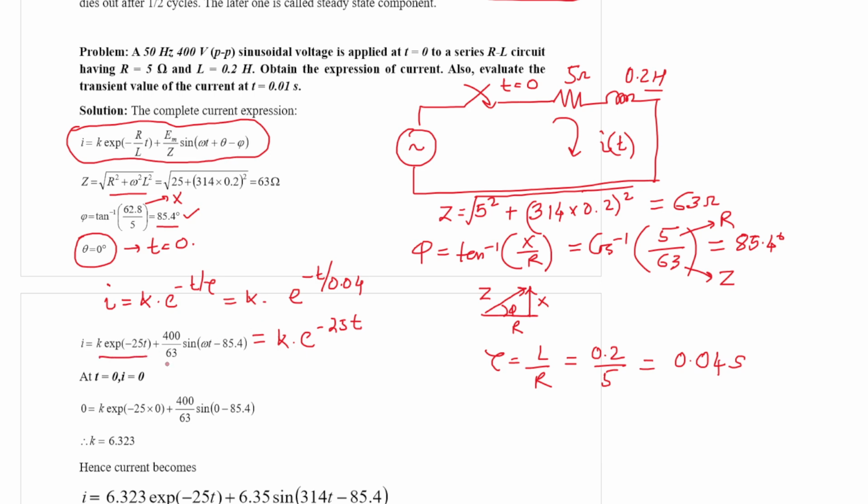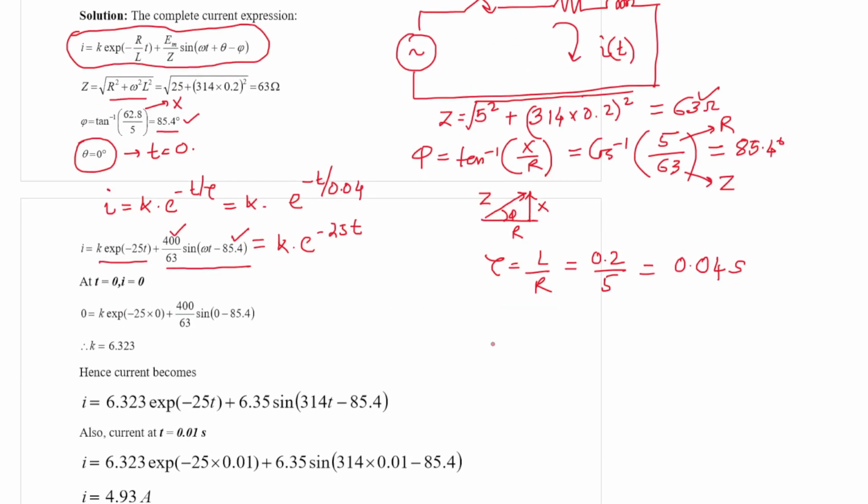And the steady state response will be Em by Z. Em is given as 400 peak to peak. Z we have evaluated as 63. So sine omega t plus theta, where theta is 0 minus phi, and phi is evaluated as 85.4. So this is the solution: i is equal to k e to the power minus 25t plus 400 by 63.